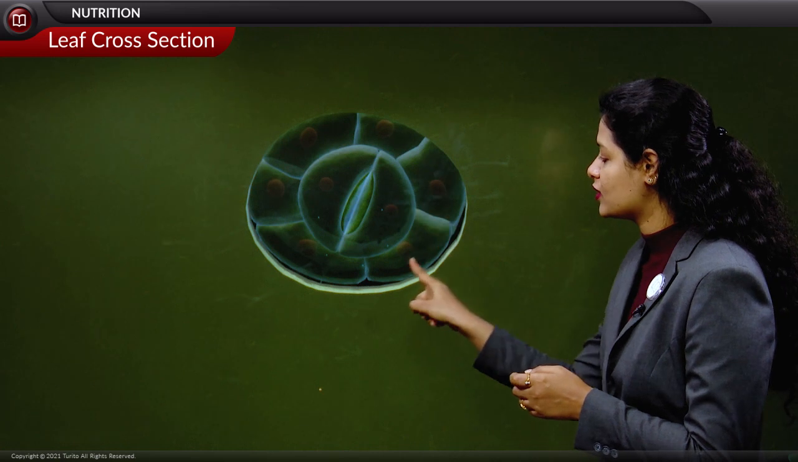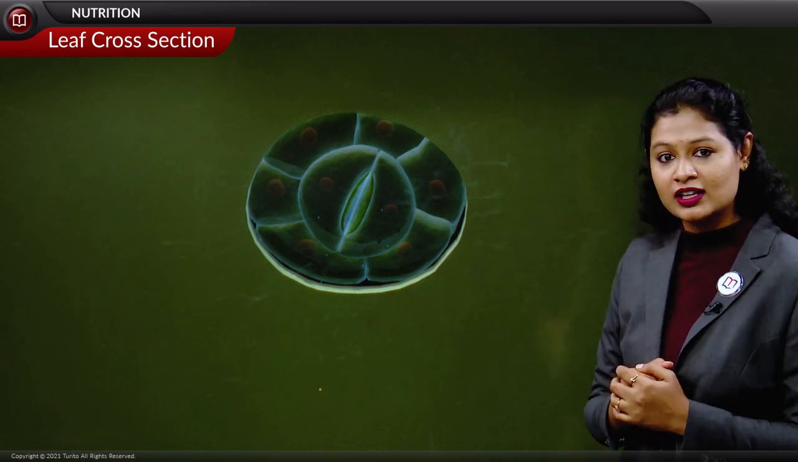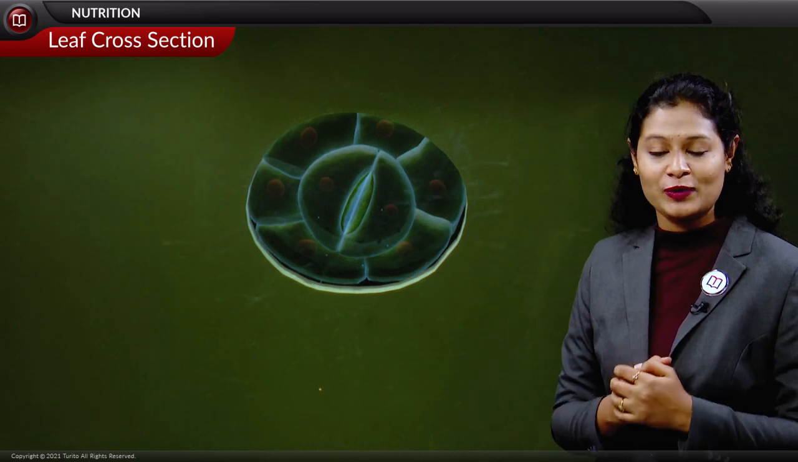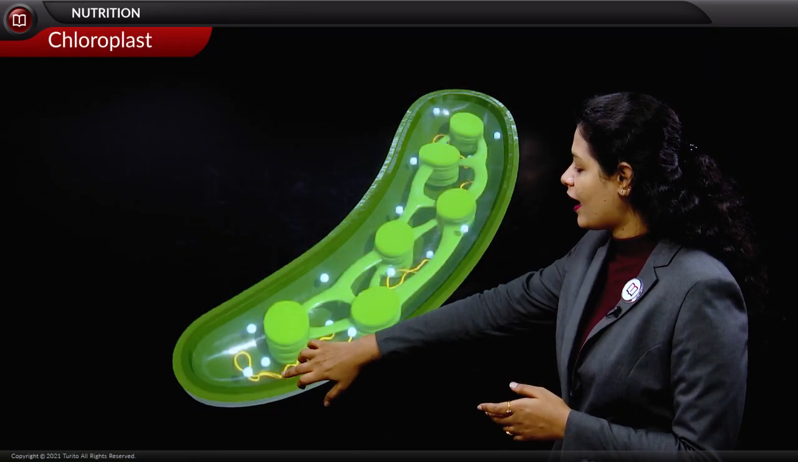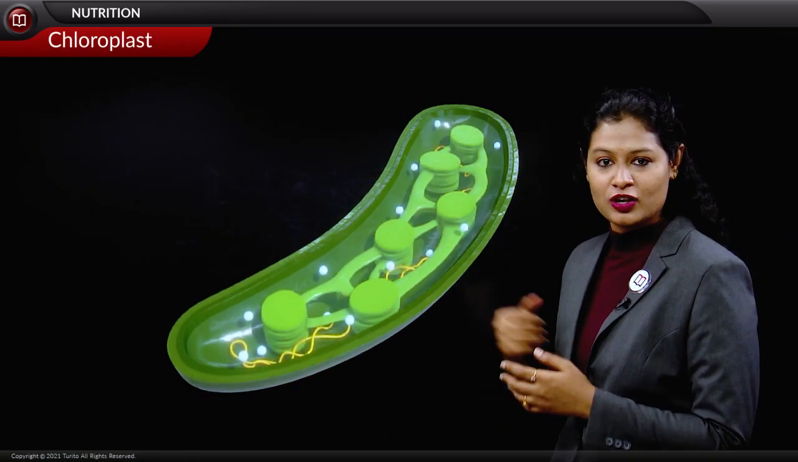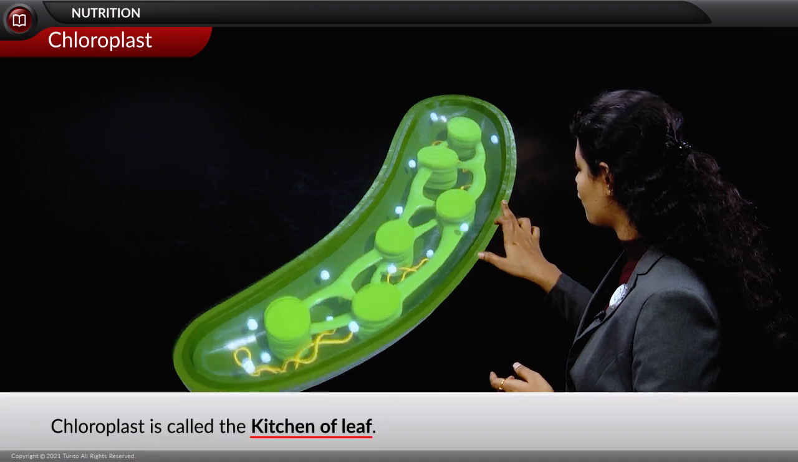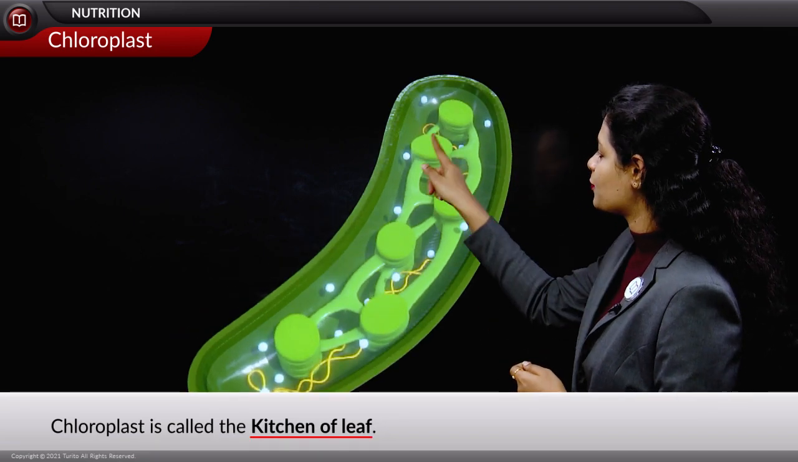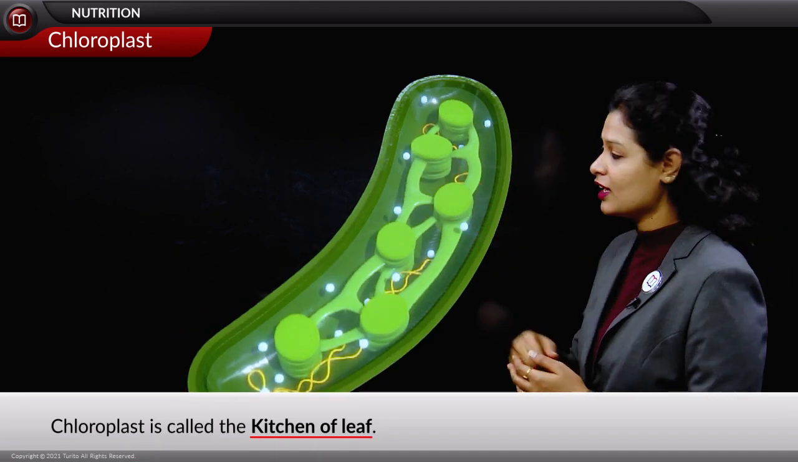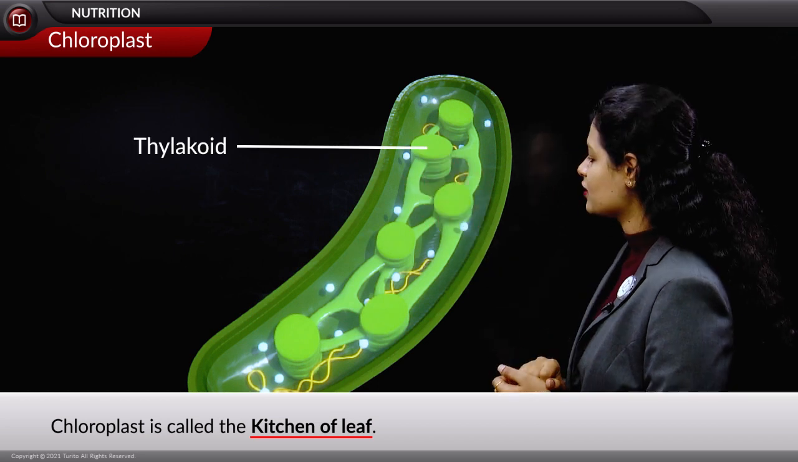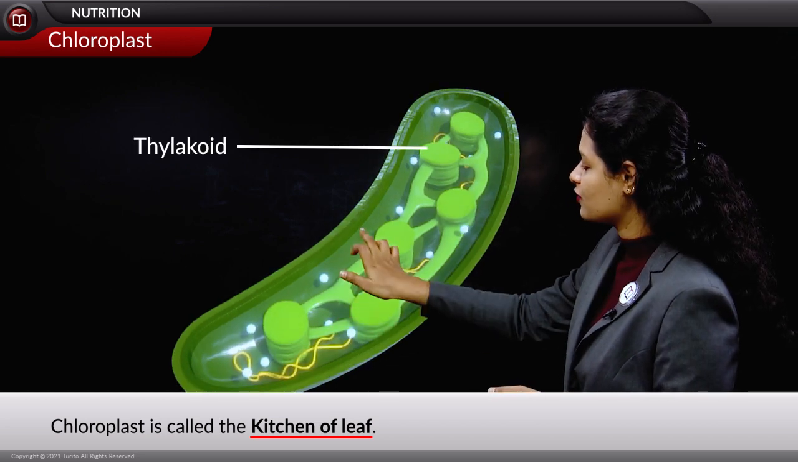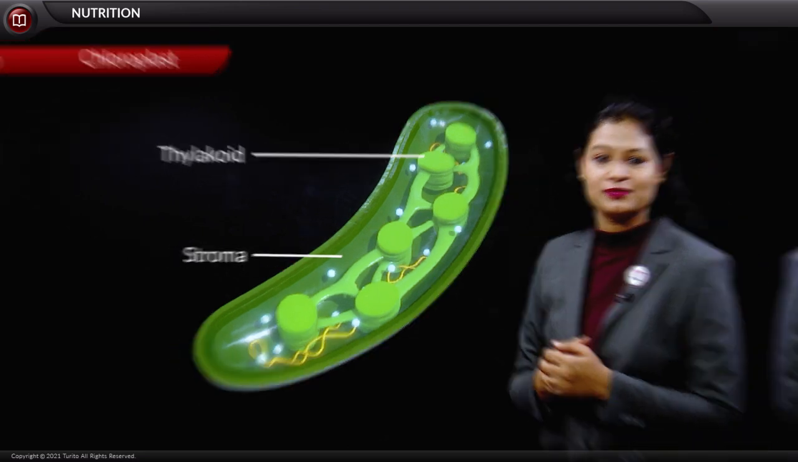Inside the guard cells, we'll see that there are specific organelles present called as chloroplast. Chloroplast is the actual site of photosynthesis process. This is called the kitchen of leaf. And we see that the process of light reaction happens in this thylakoid region, and the process of dark reaction will happen in the stroma region.